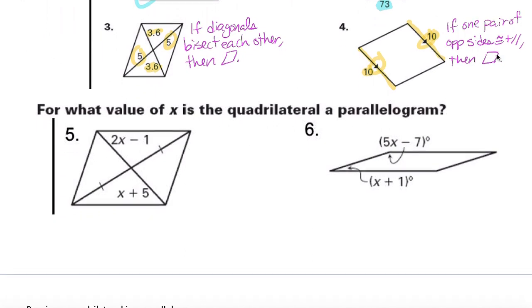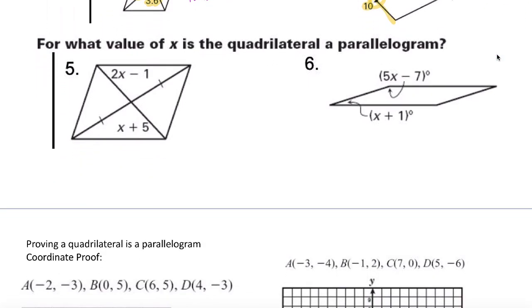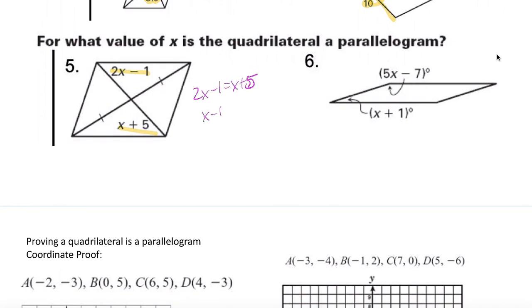So let's continue. Here is something that they like to do. They like to just say, for what value of x would make it a parallelogram. And in that case, you just act like it's a parallelogram. And what would you do? Well, if it was a parallelogram, they label the pieces of the diagonal. Then I would set those pieces equal to each other. And then I would solve. And, pretty easy one there, just getting x equals 6.